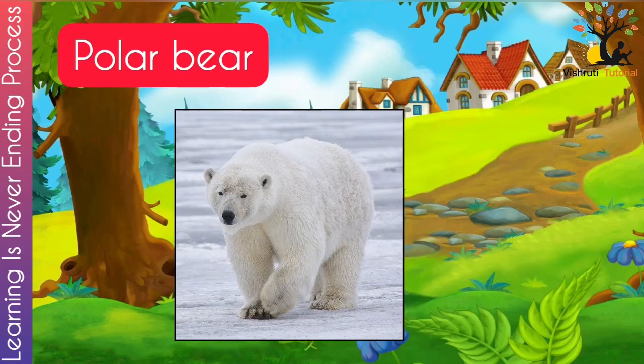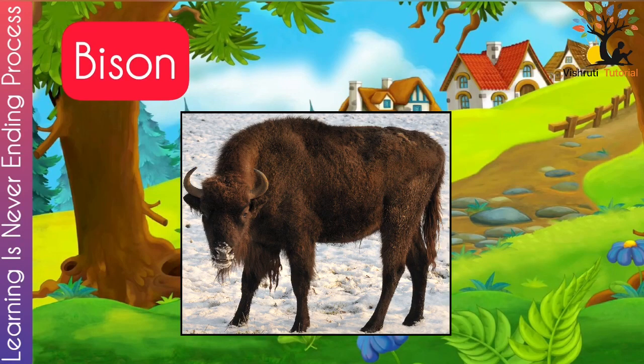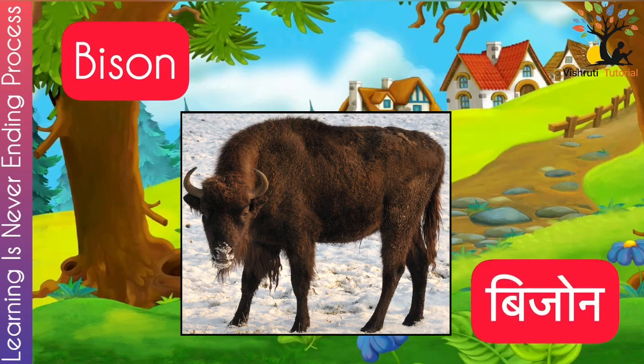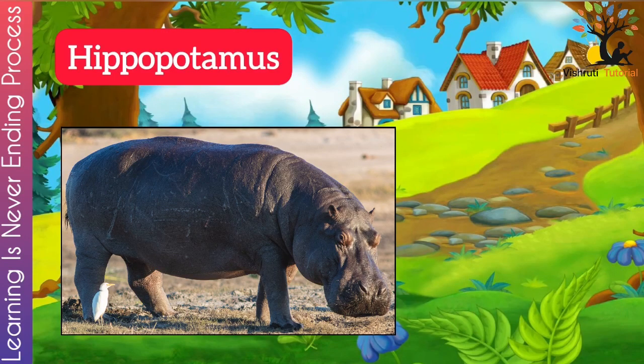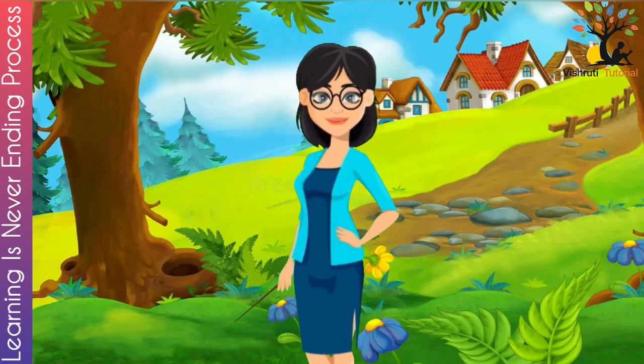Polar bear, P-O-L-A-R-B-E-A-R, polar bear, dhruviya bhalu. Bison, B-I-S-O-N, bison. Hippopotamus, jalhasti. These are the wild animals.